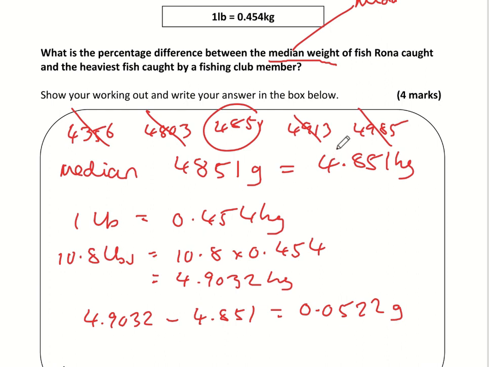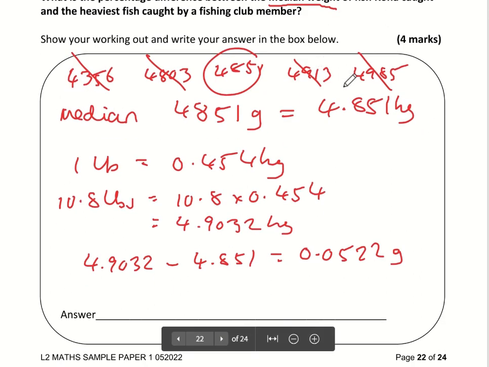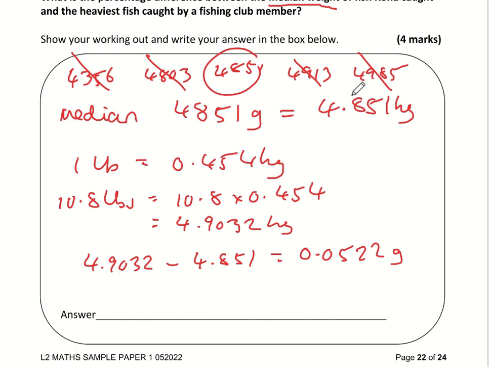Okay, to me it's not really obvious whether we're working this out as a percentage of the heaviest fish caught or the median weight. I think because it says the percentage difference between, and the first thing that's mentioned is the median weight, let's go with the median weight, which was 4.851. I think they could have been clearer on that. So 0.0522, what is that as a percentage of 4.851? To convert a fraction into a percentage, it's just the top divided by the bottom times by 100.